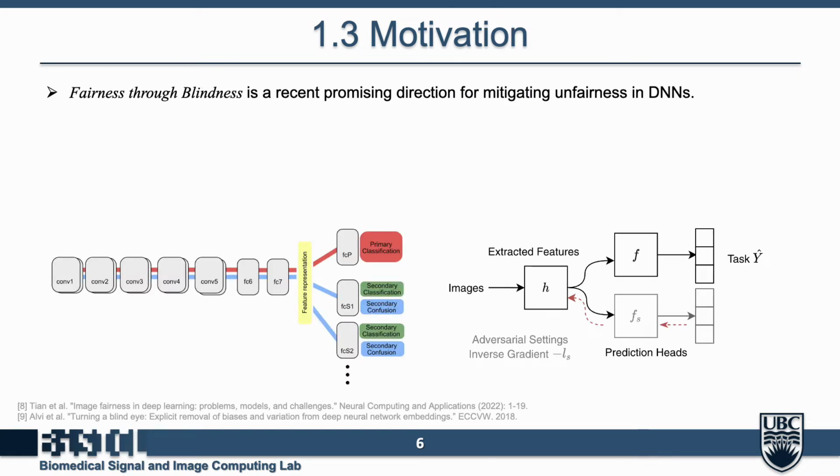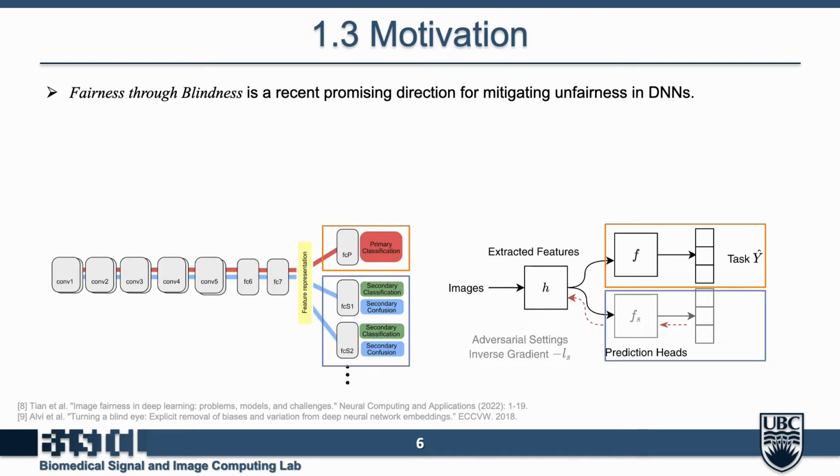Fairness through blindness is a recent promising direction for mitigating unfairness in DNNs. It's achieved by complementing the target branch with a branch for classifying the sensitive attribute like gender or skin color. The framework captures semantic information to accurately perform the target task such as classification, while simultaneously minimizing the accuracy of the sensitive attribute classifier, so that the model could learn a sensitive attribute agnostic representation.